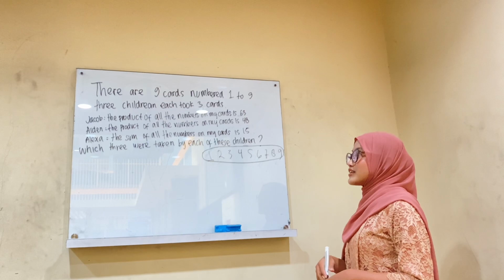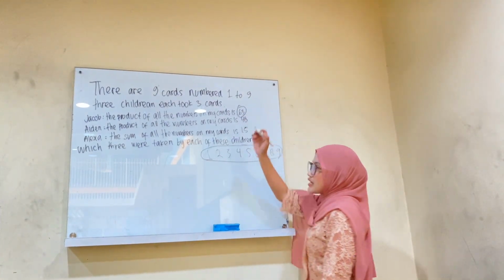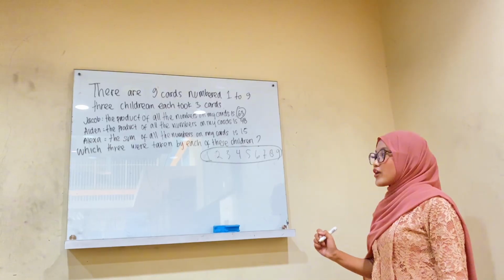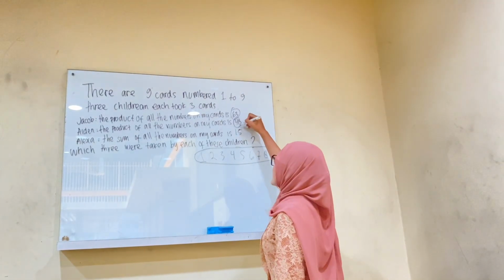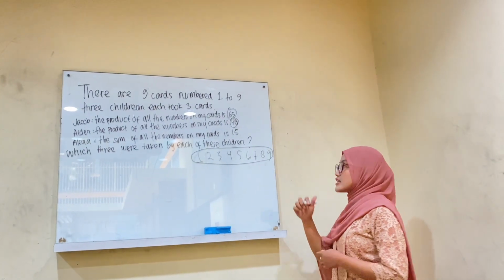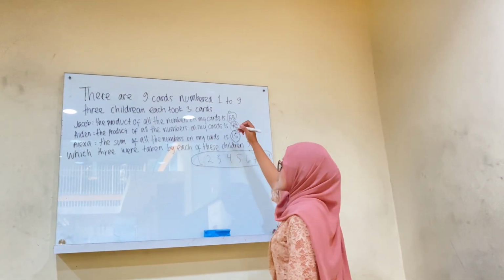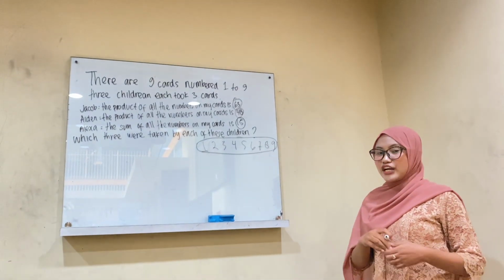Jacob said that the product of all the numbers on my card is 63. Aiden said that the product of all the numbers on my card is 48. And lastly, Alexa said that the sum of all the numbers on my card is 15. So, which 3 cards were taken by each of these children?